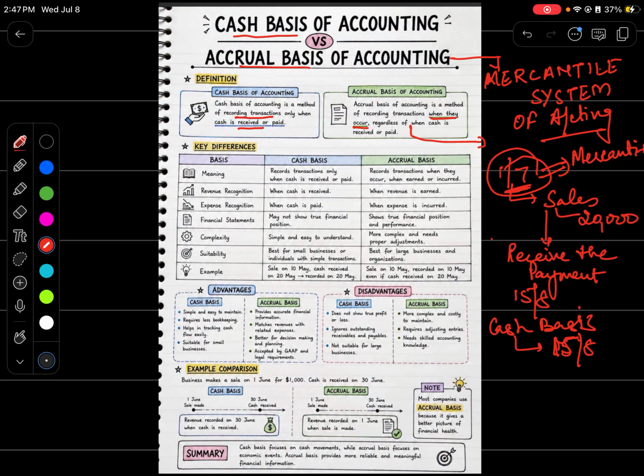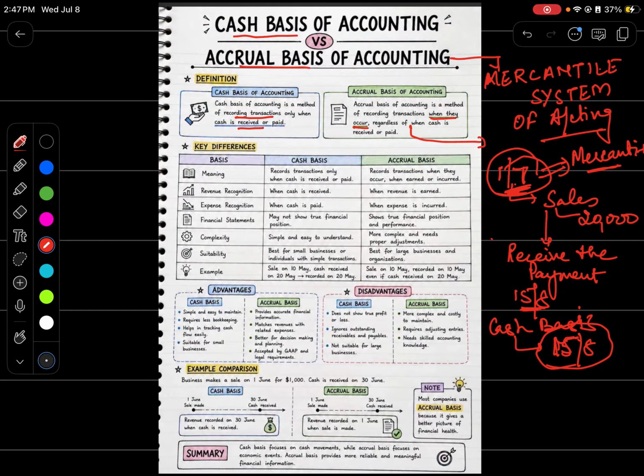So that's the basic important element that we need to understand, that sales took place on 1st of July. We are receiving cash on 15th of August. If we are following the cash basis, then we are going to record the transaction on 15th of August. If we are following the mercantile system of accounting, then we are going to work it out on 1st of July. That is the date when we are going to record this transaction.